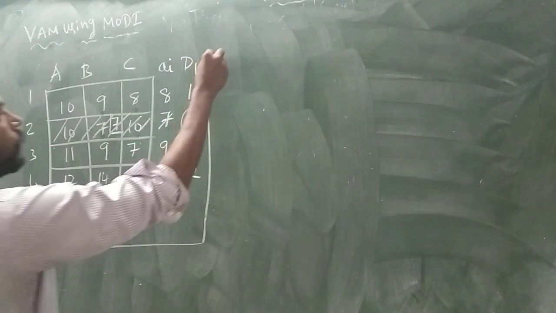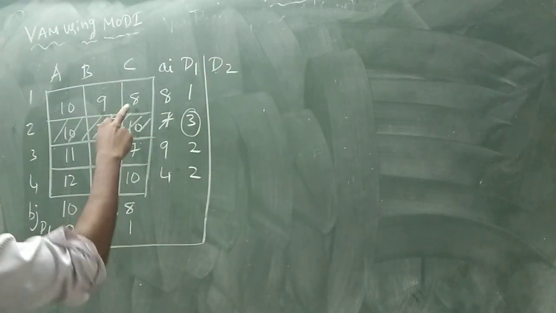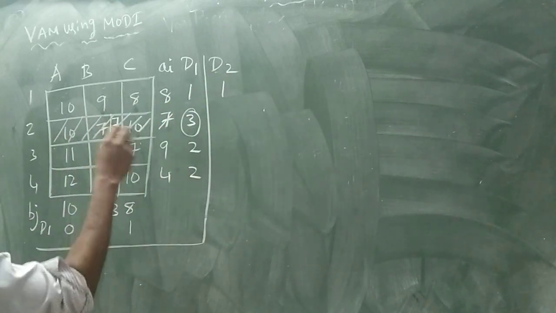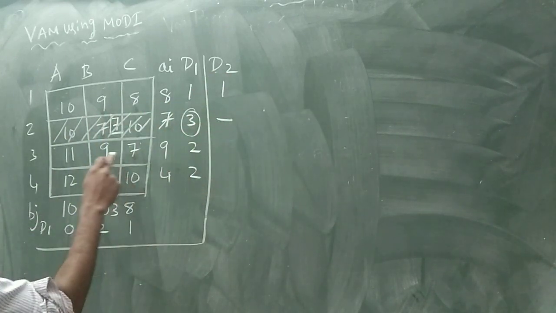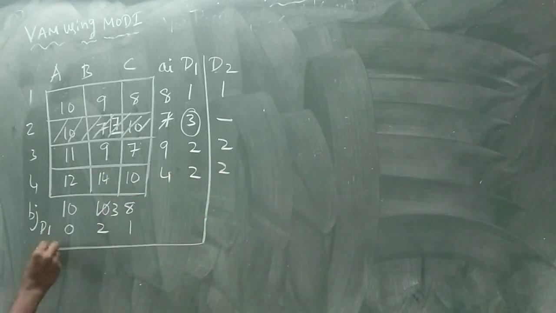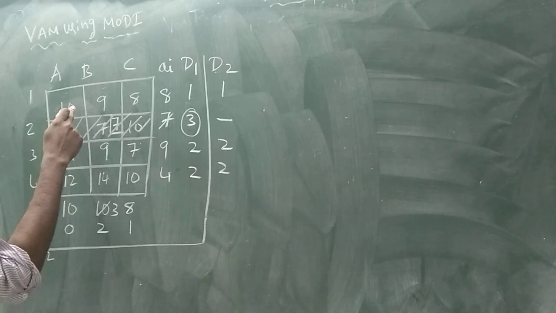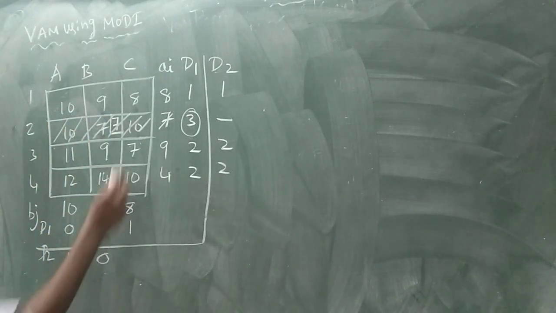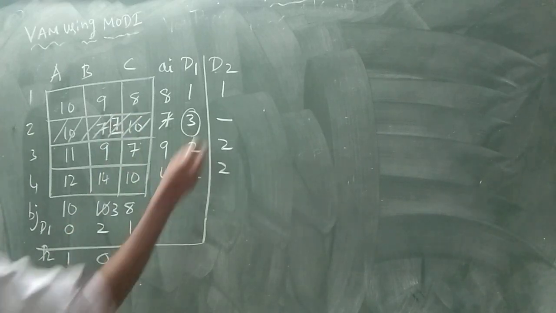Next is D2, with differences. The first row: least value is 8 and the next is 9, difference 1. Here there is no value in the struck row. Third row: 7, 9, difference 2. Fourth row: 10, 12, difference 2. D2 columns: first column 10, 11, difference 1. Second column 9, 9, difference 0. Third column 7, 8, difference 1.